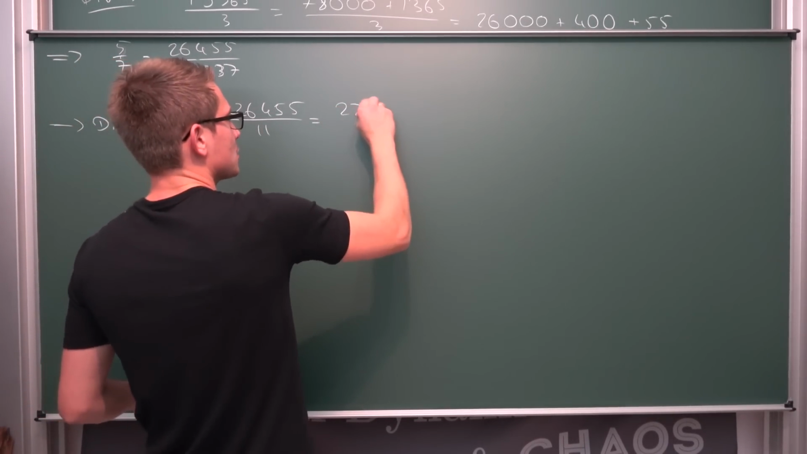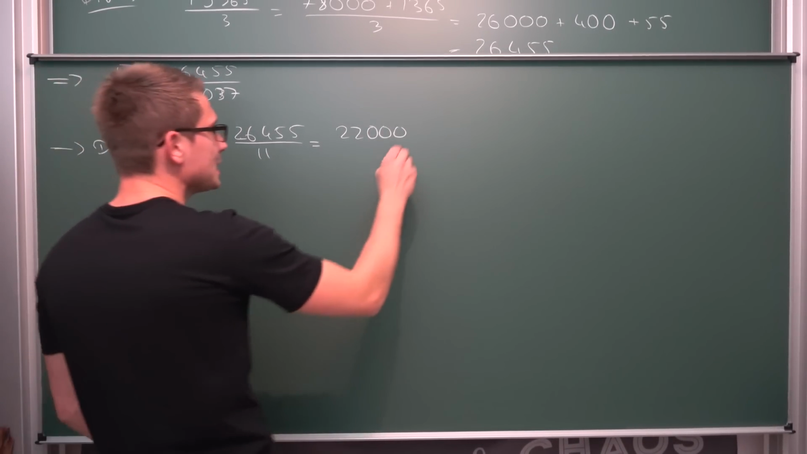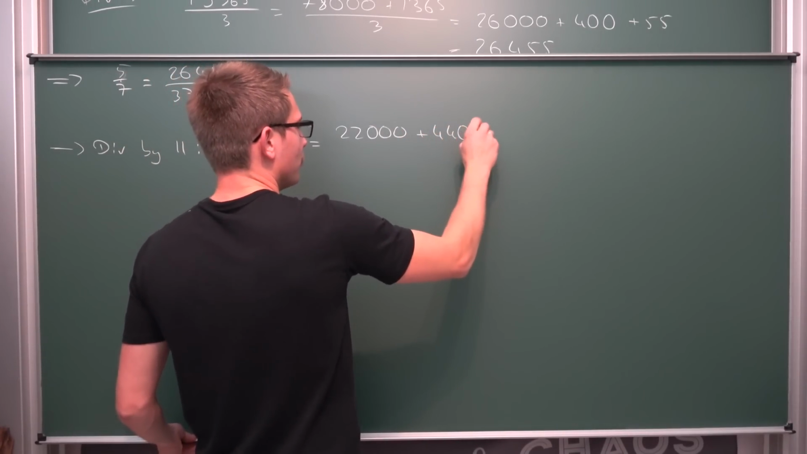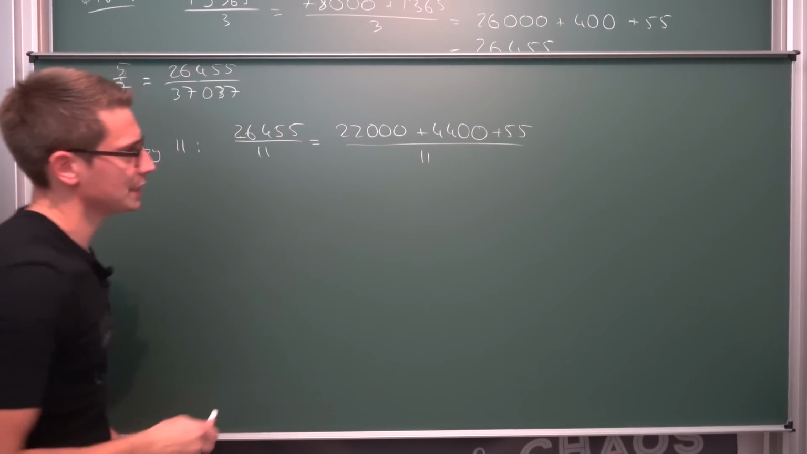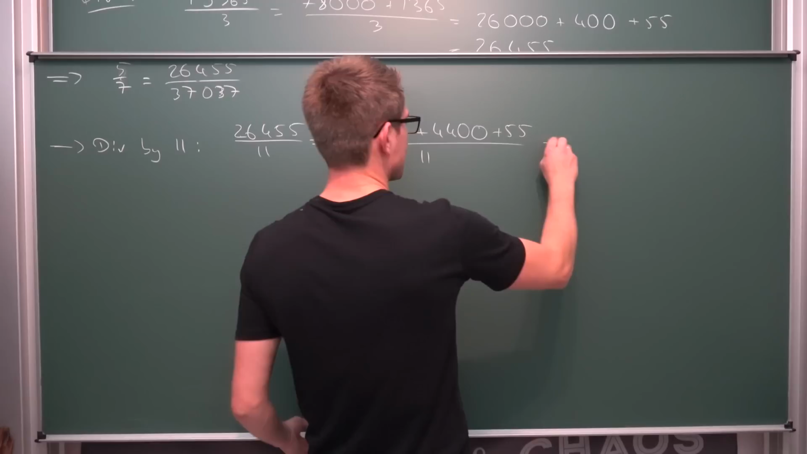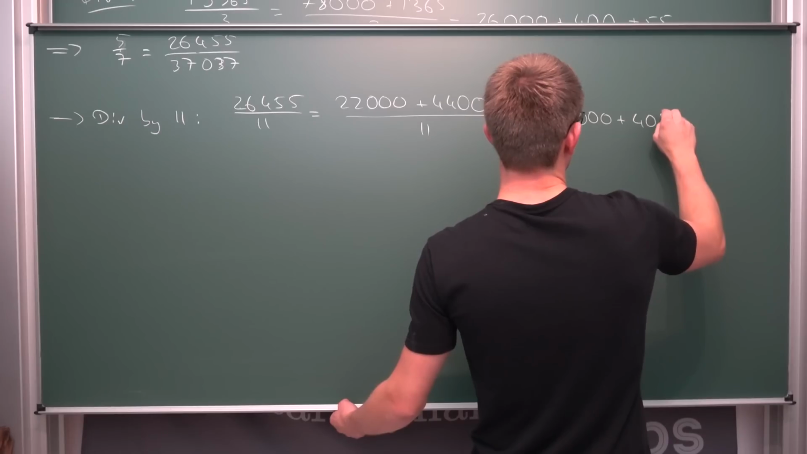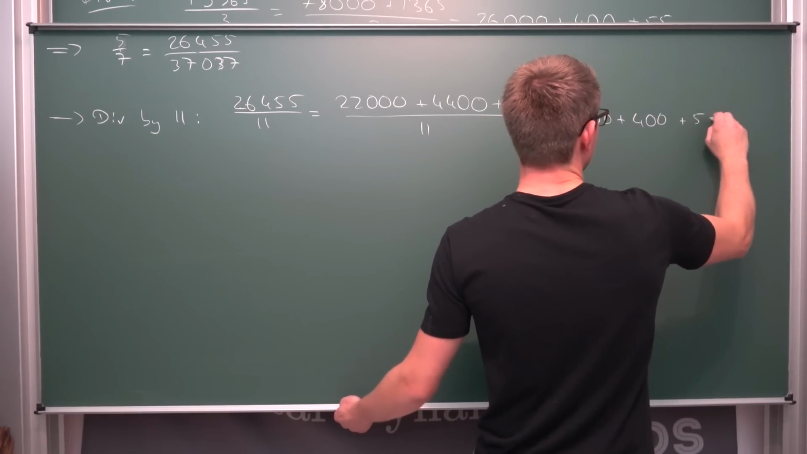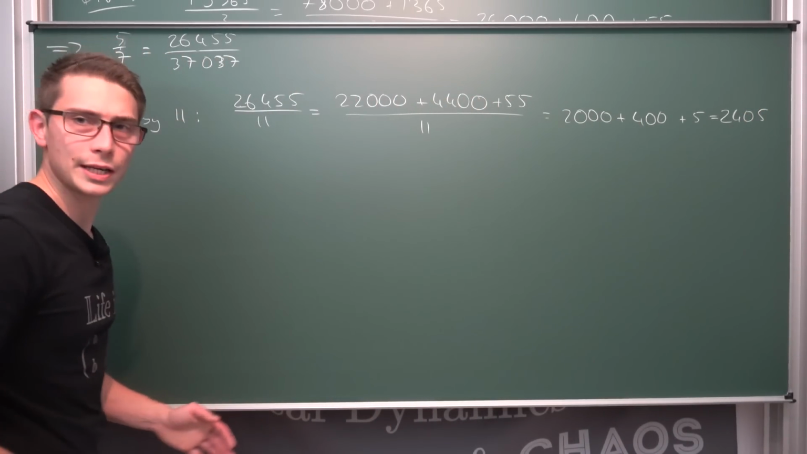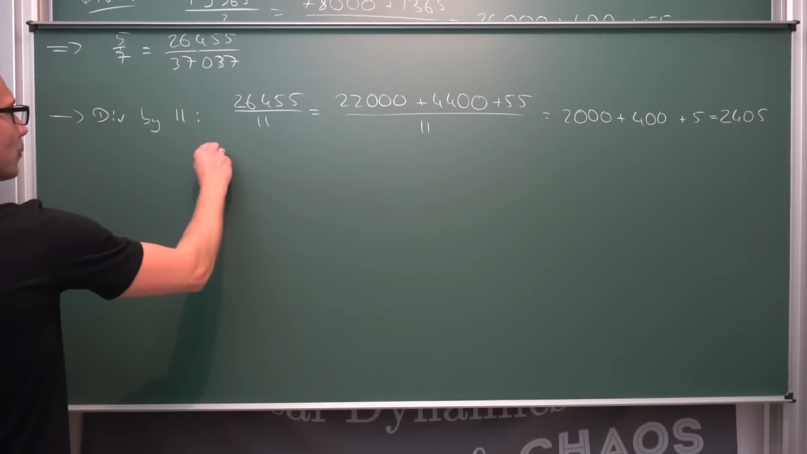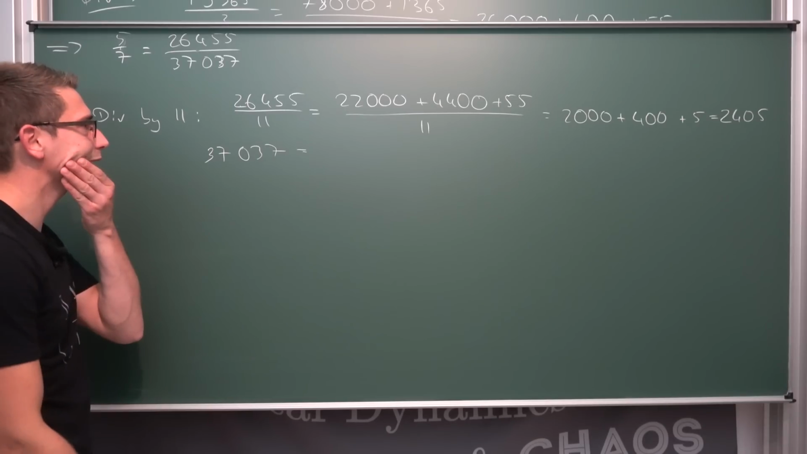Okay, 22,000 is nicely next to it. 4,455 is missing, meaning that's 4,400 plus 55. Divided by 11. That decomposed very nicely, giving us 2,000 plus 400 plus 5, giving us overall 2,405. Okay, this is already pretty good. That's a really small number. Now what about this number?